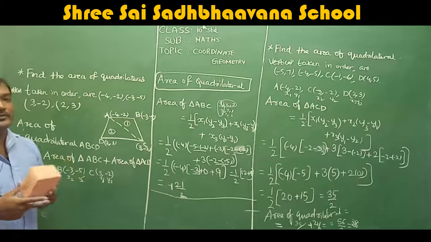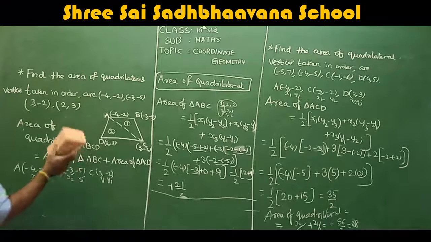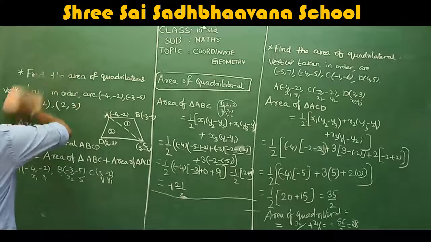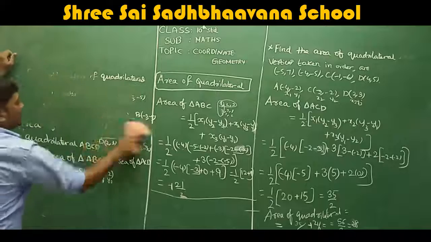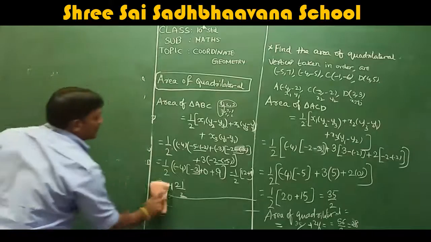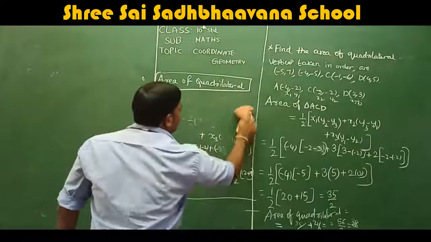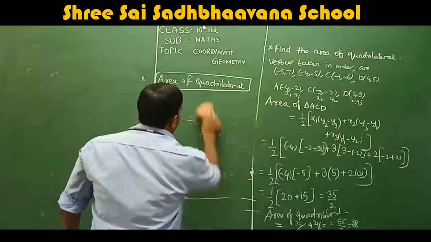Okay, I hope you understood, and this is very important. They might ask for 3 marks usually. Okay, this is 3 marks. Next we will go with the next sum, which is area of quadrilateral itself. Just I am changing the vertices as well.